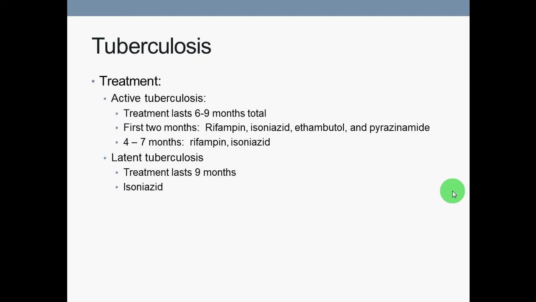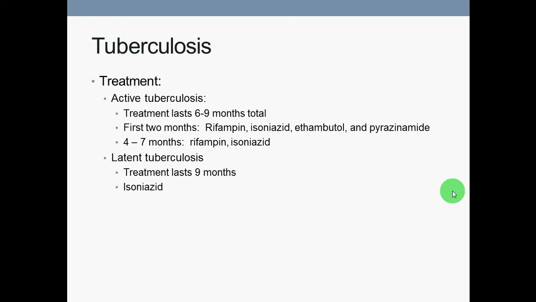The good news for TB is that it is curable. Unlike HIV that we talked about before, TB can be completely cured, and it's cured through antibiotic treatment. For people with active TB, that means contagious active disease, treatment lasts between 6 and 9 months, and can go up to 12 months depending on the situation.